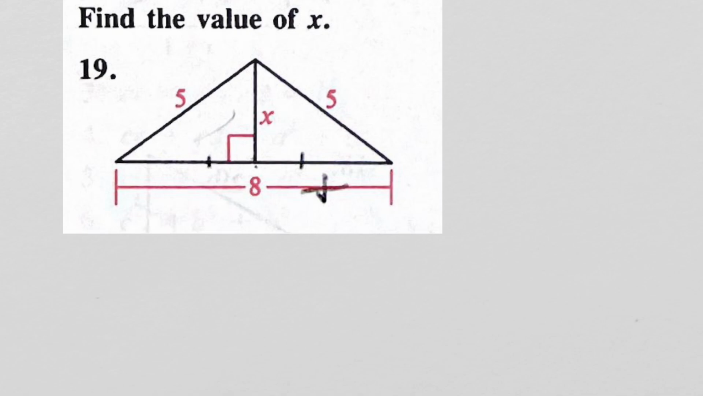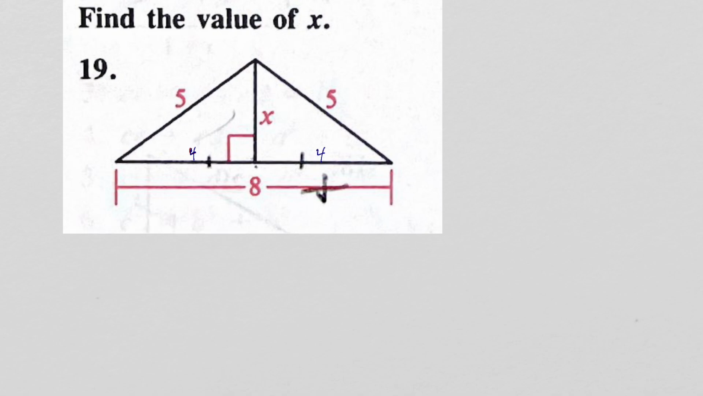Okay, in this diagram, this entire length is 8. But they're saying that this length from here to here is the same as this length from here to here. So if they're the same, this must be 4 and this must be 4. So let's draw that in. I'll draw that in another color. So this is 4 and this is 4.